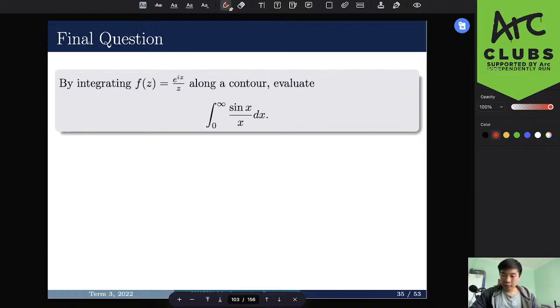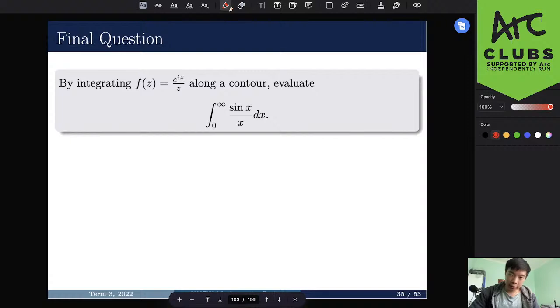So now we can move on to our final question, and this is going to be a bit of a long one, so just stick with me. You might have noticed this before. It's called a Dirichlet integral, and generally it's really hard to evaluate in terms of real integrals, but it does become much more possible with the use of contour integration, which we'll see later.